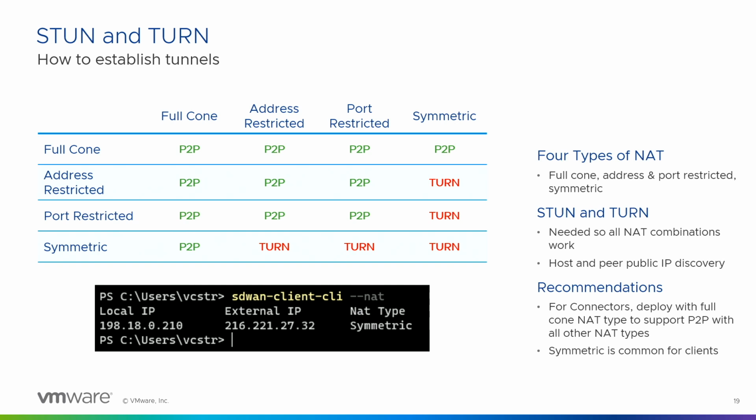So my recommendation on this is you deploy our SD-Access connectors, whether that's in AWS, Azure, GCP, Oracle, vSphere, data center, and so on and so forth. Try to go for a full cone NAT type. That way you can have all of the tunnel options available.